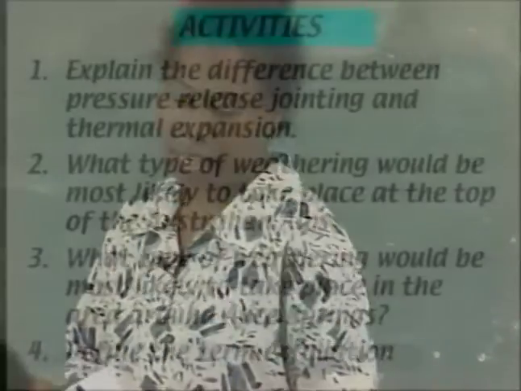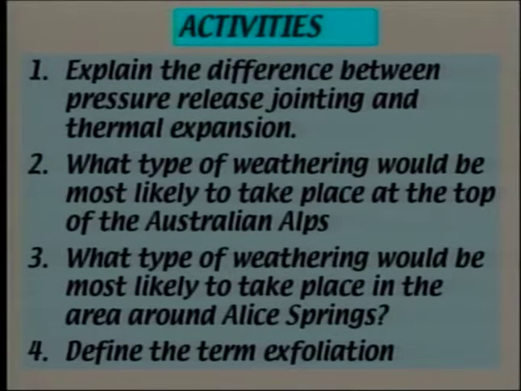Then we'll get some answers for those exercises. Very quickly looking at the 4 exercises. The first one asks you to explain the difference between pressure release jointing and thermal expansion. Remember, you were given notes on thermal expansion and pressure release jointing. I do not want you to simply copy the definitions to answer that question. I'd like you to explain in your own words the difference between pressure release jointing and thermal expansion. That's number 1. Activity 2. What type of weathering would be most likely to take place at the top of the Australian Alps?